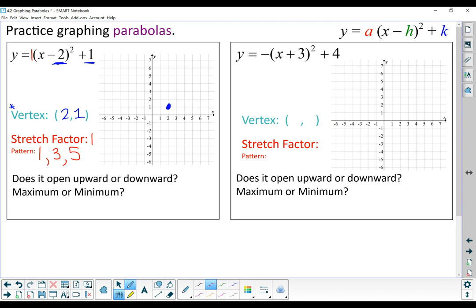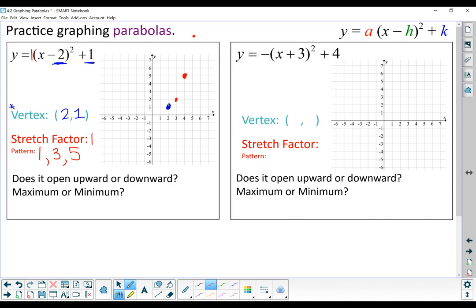And now we can use our pattern, and we go up 1 over 1. And then we go up 1, 2, 3 over 1. And then if we had space, we would go up 1, 2, 3, 4, 5 over 1. We kind of ran out of space on this one though. And then we need to go the other direction as well.